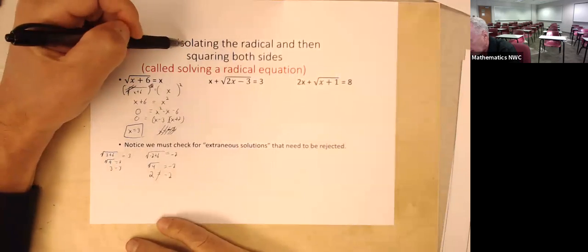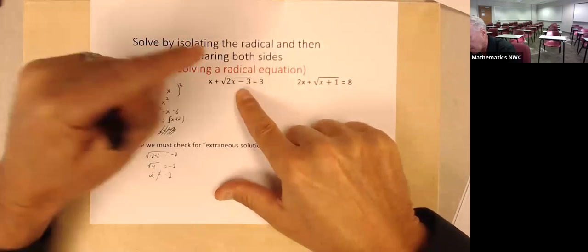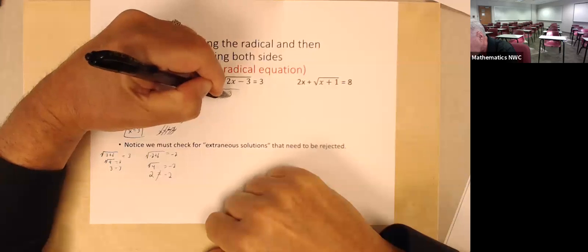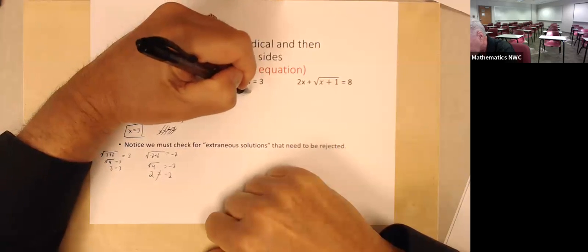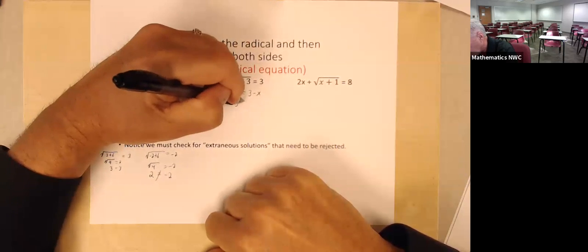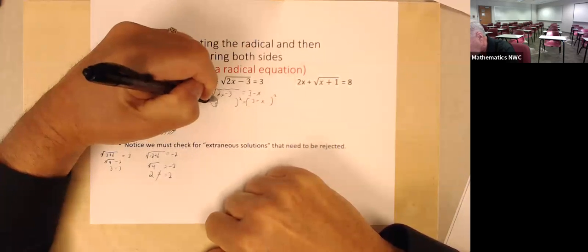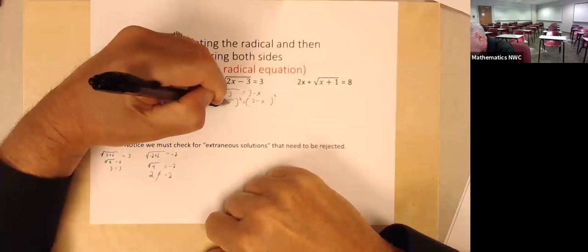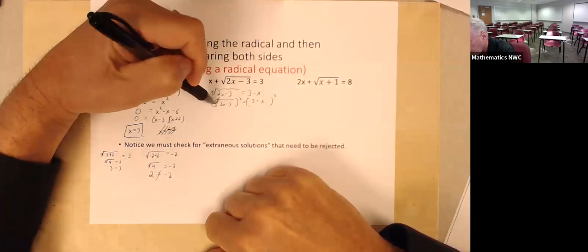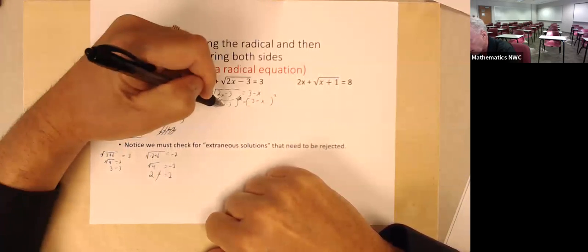This one, I need to isolate the radical. I have to get the x out of there. So I bring the x across, it'll become a negative. It'll be 3 minus x. Now I'll square both sides. Why did we square both sides? To get rid of the radical. The square root and the squared undo each other, and I'm left with the 2x minus 3.